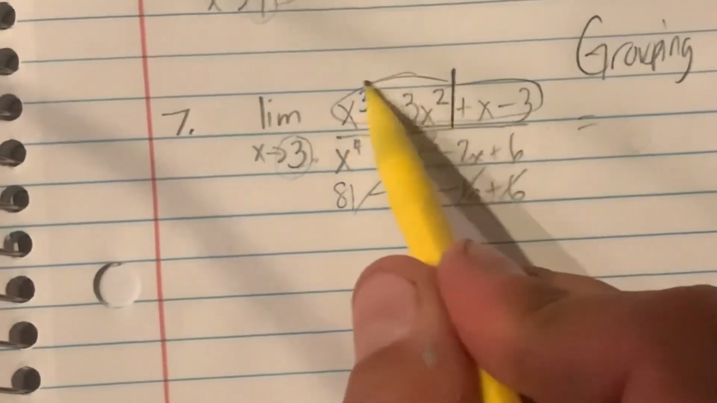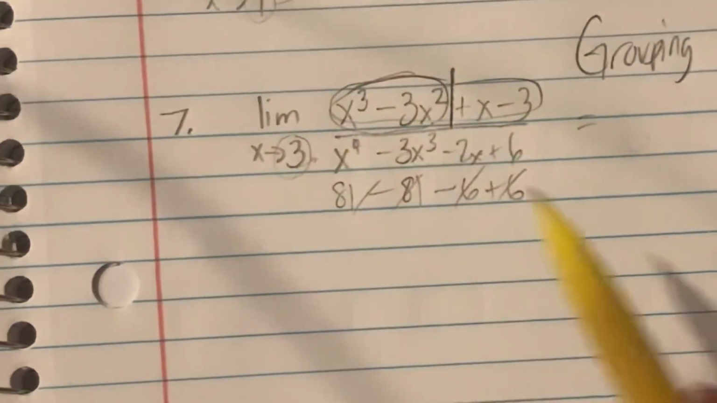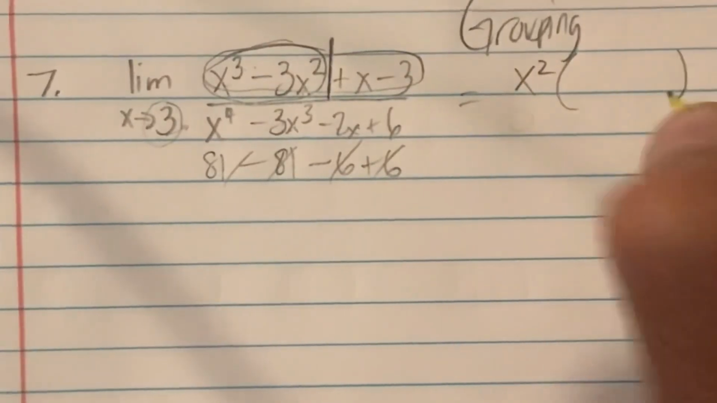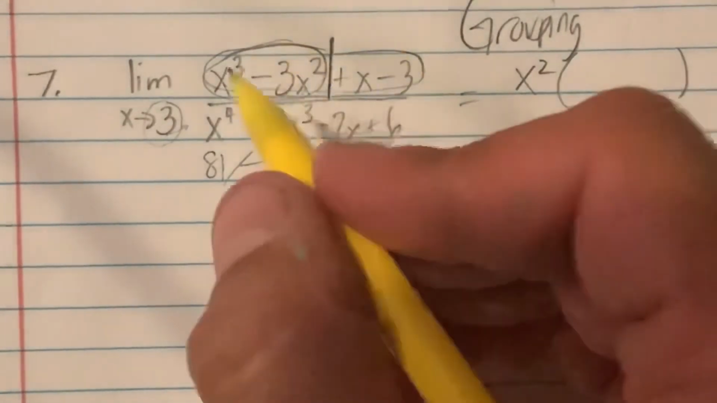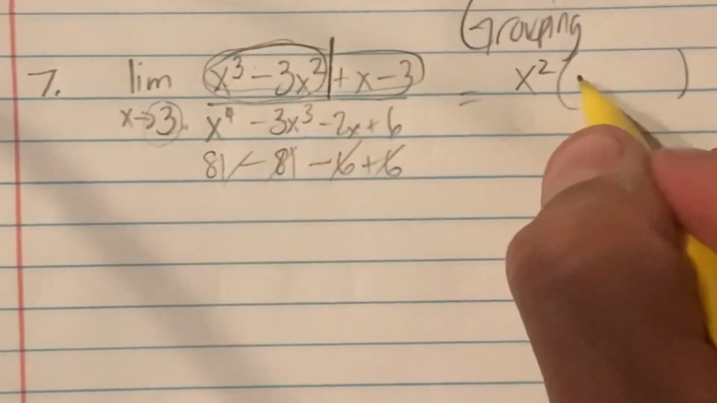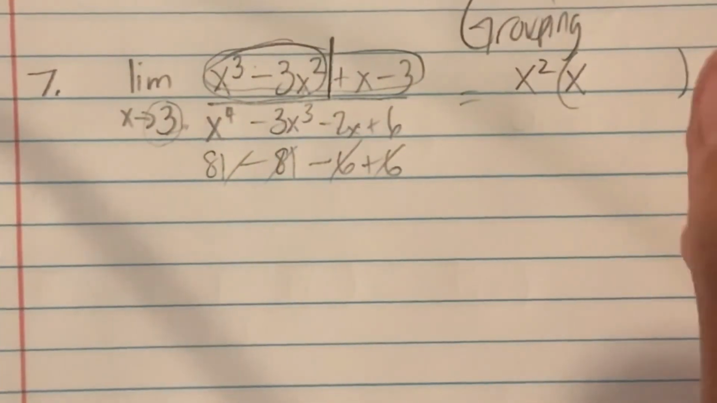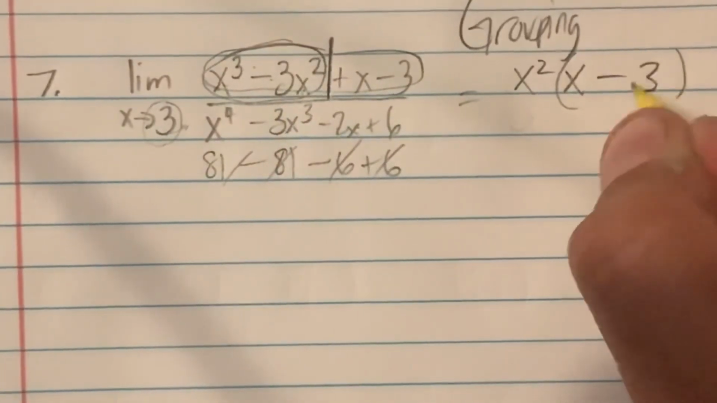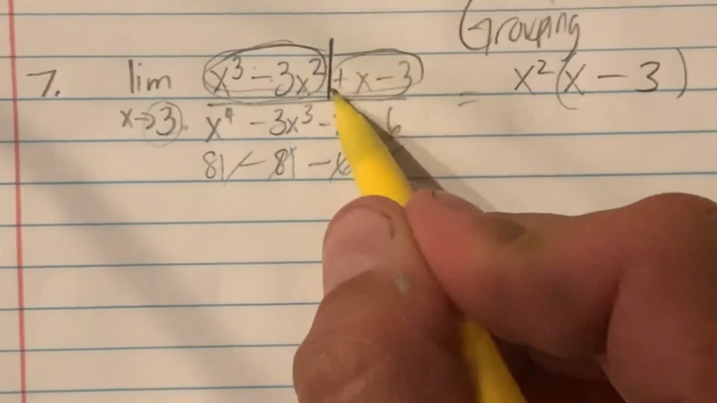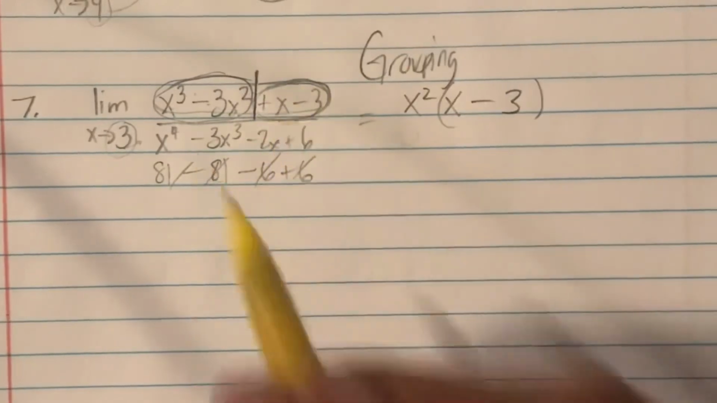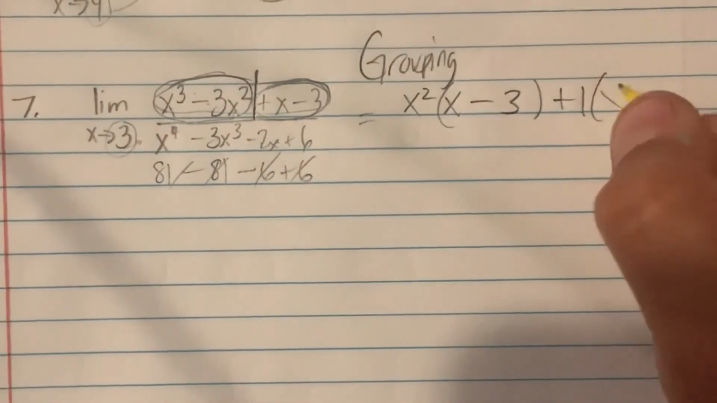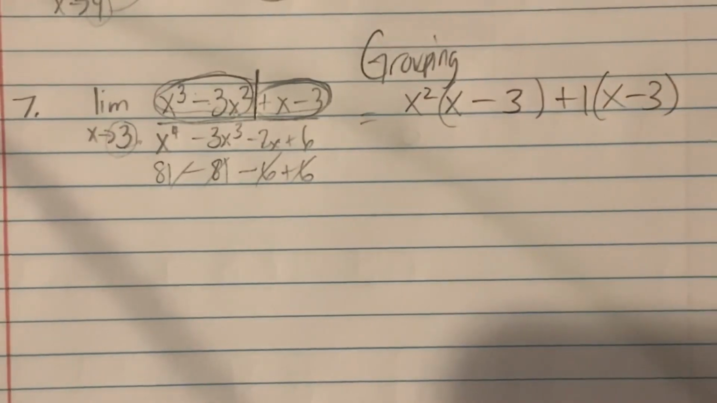Look at the first group only. The greatest common factor is x squared. So I'm going to take an x squared out in the front like this. Take an x squared out of x to the third, and you're left with x. Take an x squared out of negative 3x squared, and you're left with negative 3. In my second group, I really have nothing here that's the greatest common factor. So let's put this as a 1, and my x minus 3 comes over by itself.